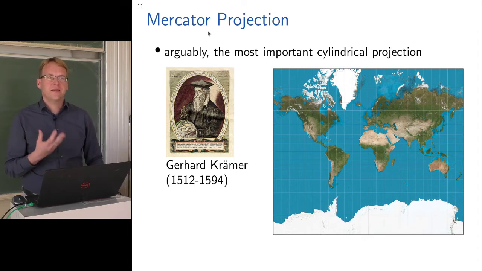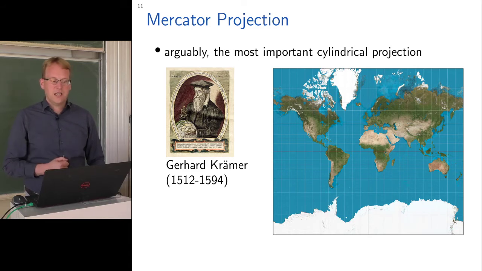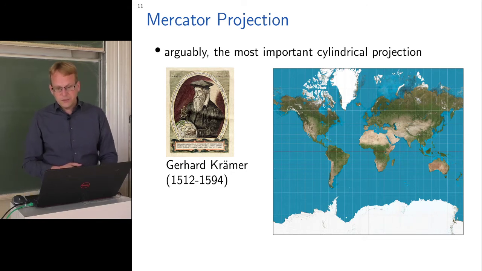At that time, it was kind of fancy to have a Latin name, and therefore this guy, Gerhard Krämer, frequently used this Latin name Mercator. That's why the projection is called the Mercator projection. It is very important, as we will see later.